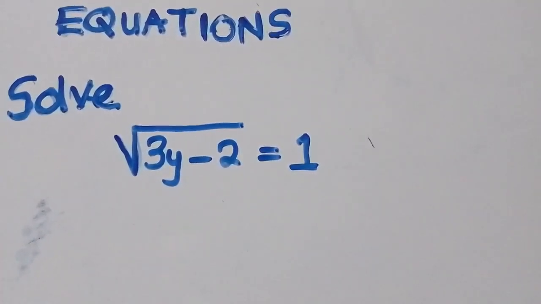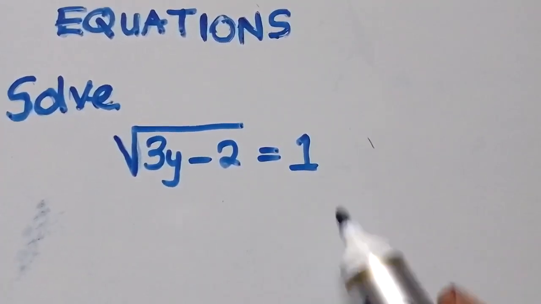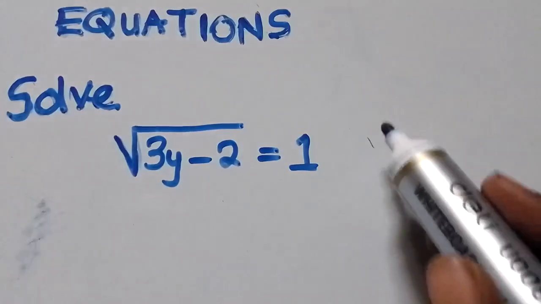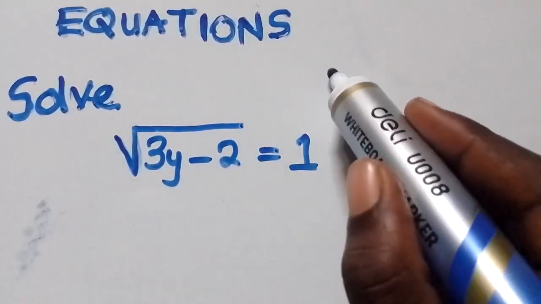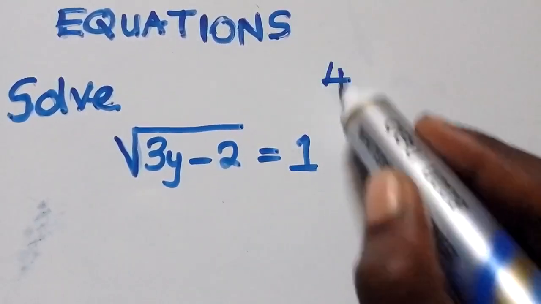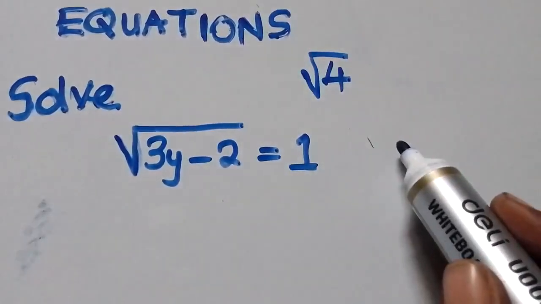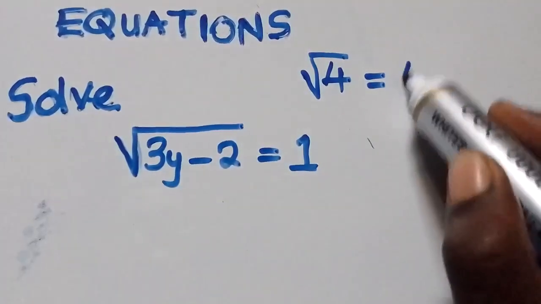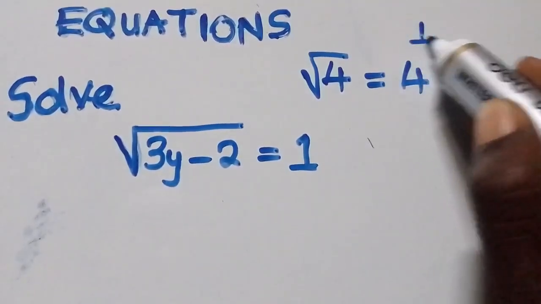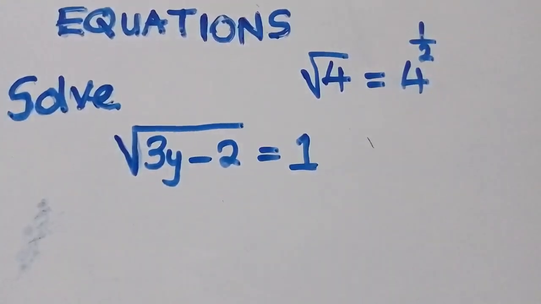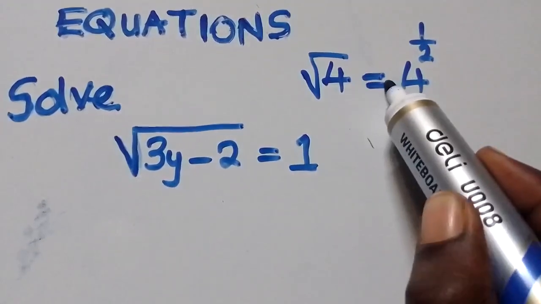So how can you solve this equation? Before you solve this equation, the first thing that you need to know is that when you've got a number like, let's say, 4 in the root, this is just the same as 4 raised to the power 1 over 2. These two are just the same.